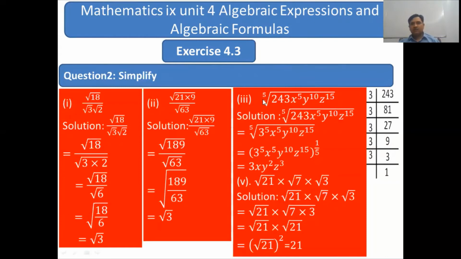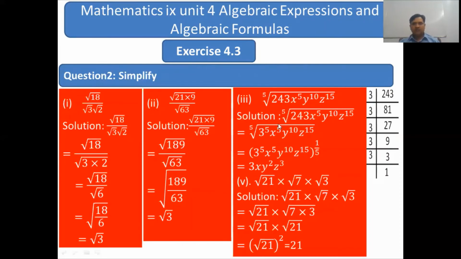Now part 3, fifth root of 243 x raised to power 5, y raised to power 10, and z raised to power 15. If we find the prime factors of 243, the prime factors are given here, so we can write this as 3 raised to power 5. So here are the 5 times 3: 1, 2, 3, 4, 5. So 3 raised to power 5, x raised to power 5, y raised to power 10, z raised to power 15.